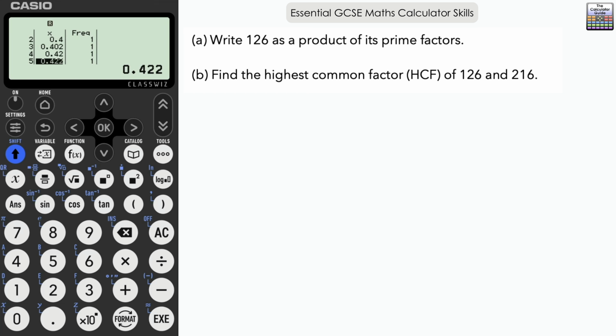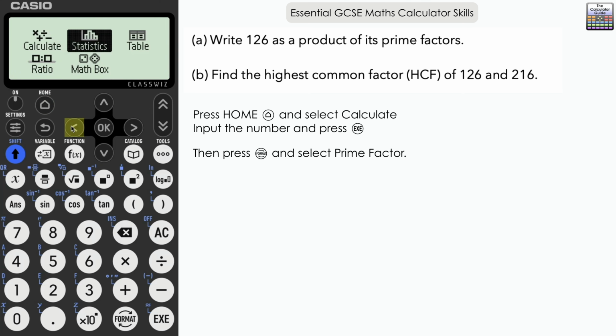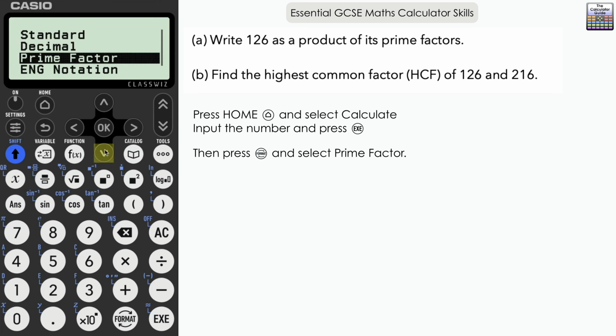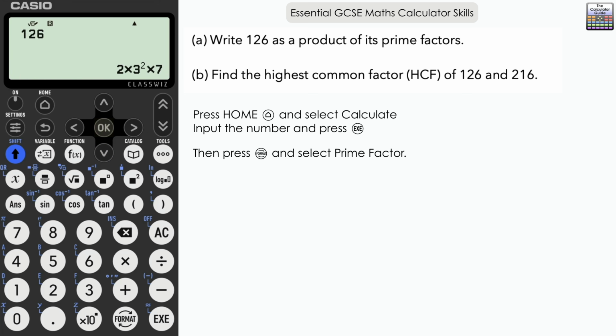Write 126 as a product of its prime factors, and then part B, find the highest common factor of 126 and 216. So we can use the calculator to break a number into a product of its prime factors. From the home screen, we want to choose Calculate. And then we want to input our target number, in this case 126, and press Execute. And then we want Format, and down to select Prime Factor. And here you can see it in prime factor form.